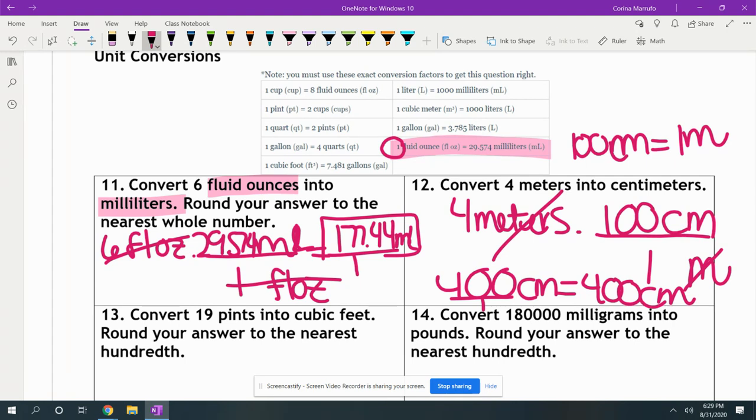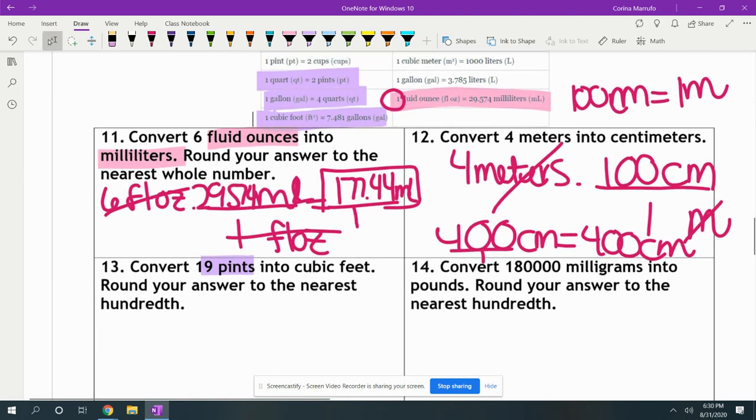All right. The next one says convert 19 pints into cubic feet. Round your answer to the nearest hundredth. So 19 pints, and we are going into cubic feet. Let's see. I do see my cubic feet right here. 1 cubic foot is equal to 7.481 gallons. And we're going to pints, so we are going to have to use gallons and quarts, and then quarts to pints. And that'll finally take us to pints.